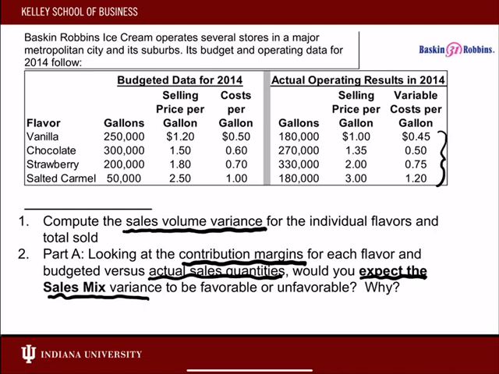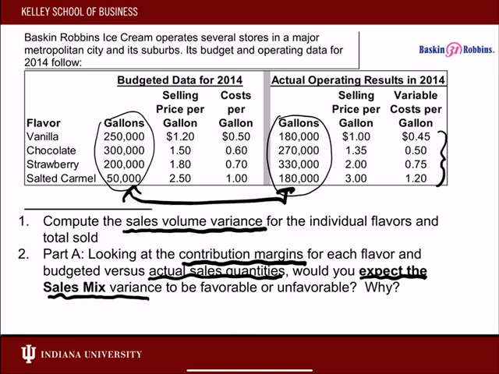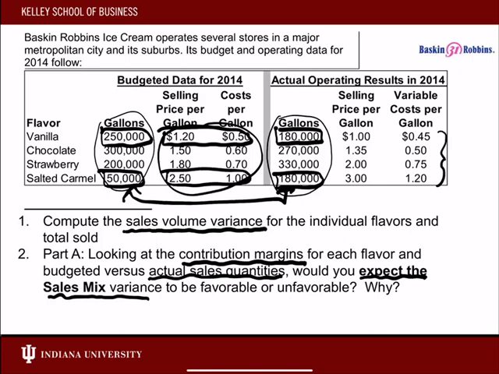So in general, you probably need to either eyeball it or calculate out the sales mix compared to the budget versus actual gallons, and see if that sales mix changed, and how the change influences the variance given the budgeted contribution margins. So don't do too much on this, but just try to look at these changes. For instance, salted caramel went from 50,000 to 180,000. Vanilla went from 250,000 to 180,000. So just look at those and their associated contribution margins and see if you can reason through how you think this would affect the sales mix variance.